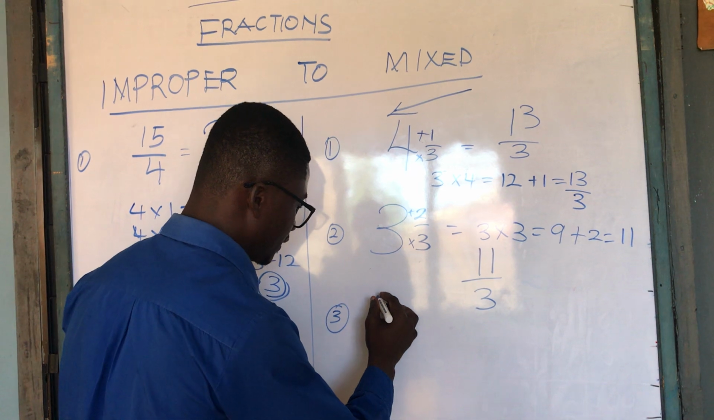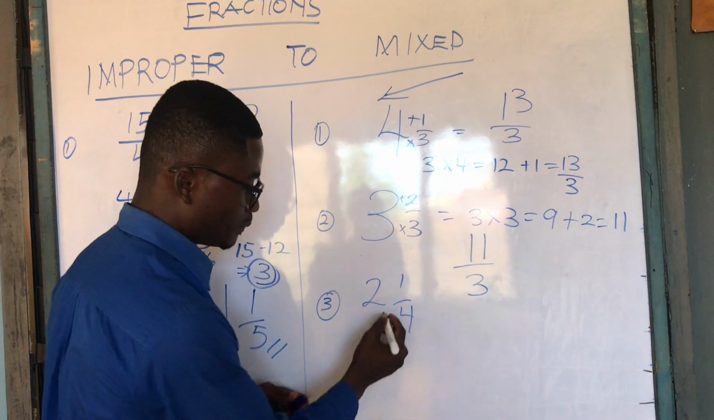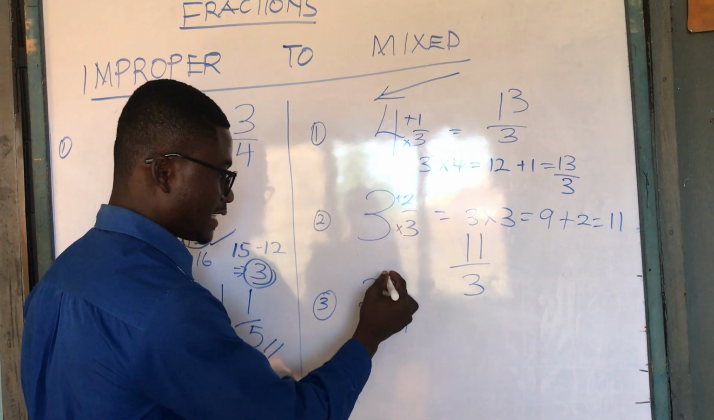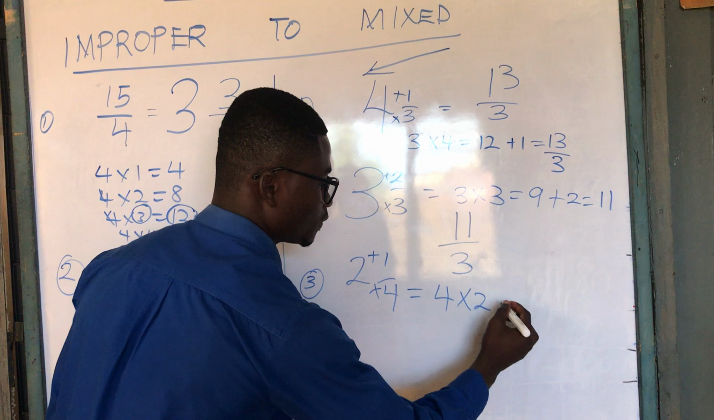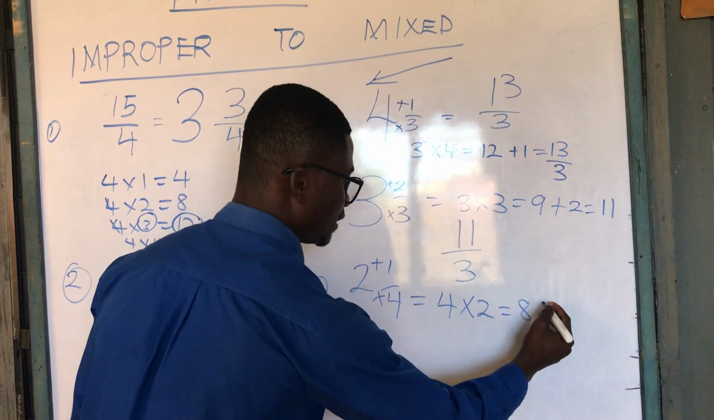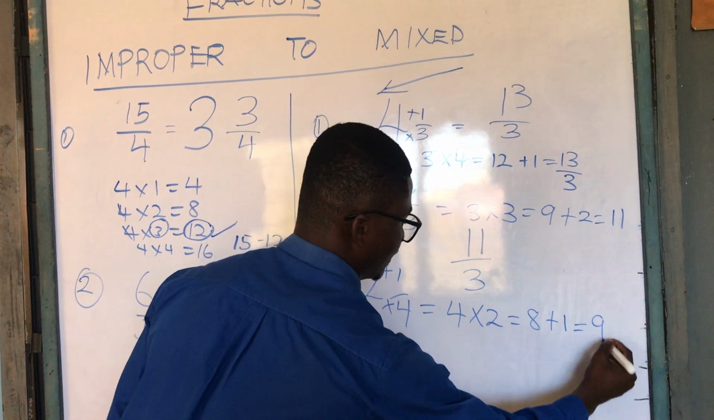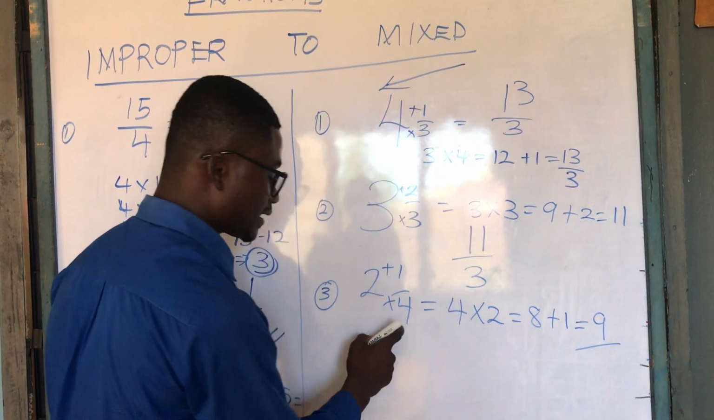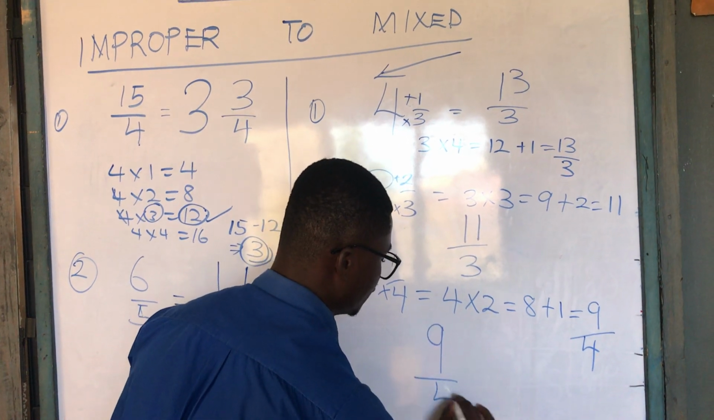Let's look at our last example and we'll go. We have, let's say, 2 and 1 over 4. Multiplication here and plus here. So it's going to be 4 times 2, which is 8, plus the numerator 1, which is 9. And the denominator here is 4. So we're going to get 9 over 4.